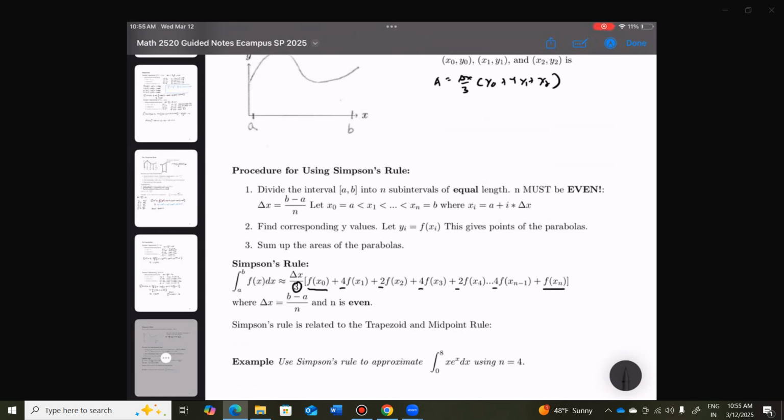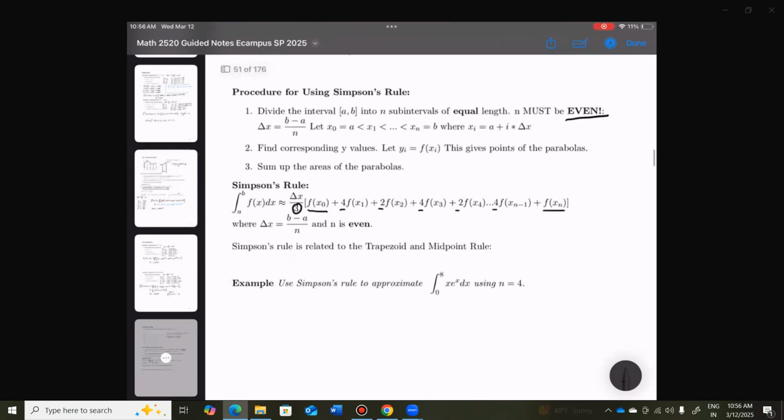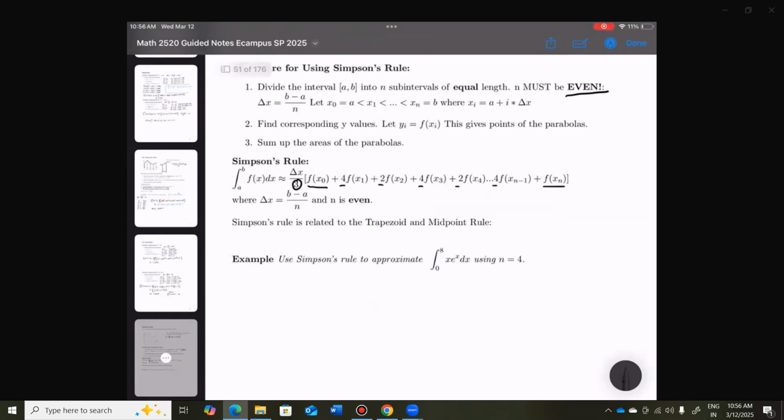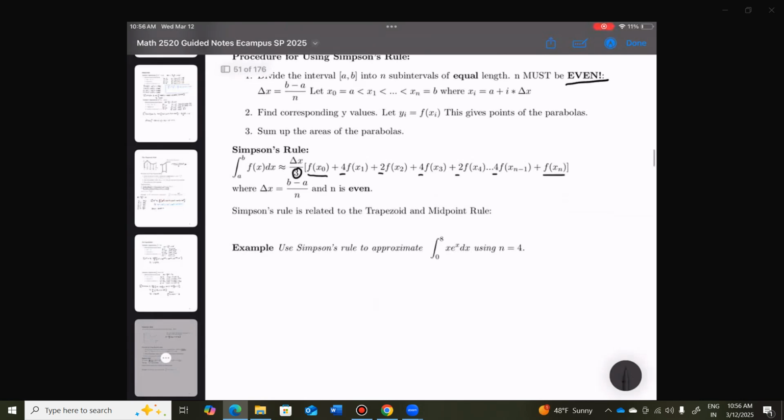The rest of the stuff does stay very similar. Delta x is still b minus a over n. One major thing here, though, is n must be even, otherwise you can't use this. And you still find your x sub i the same way. And the reason n has to be even is otherwise you won't end up with the right number of terms.